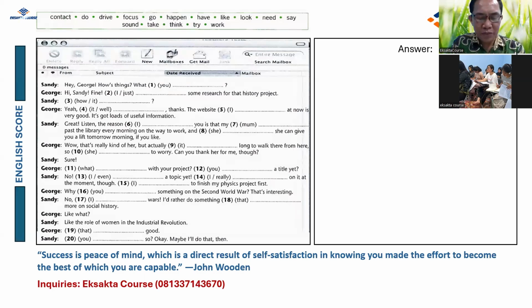Now we want to continue to the second part. Here we are talking about a conversation or dialogue. It is about Sandy and Josie. There are two people here, Sandy and Josie. It is about simple present and present continuous too. Sandy: Hi, Georgie. How's things? And then continue: What are you doing? Number one, what are you doing?